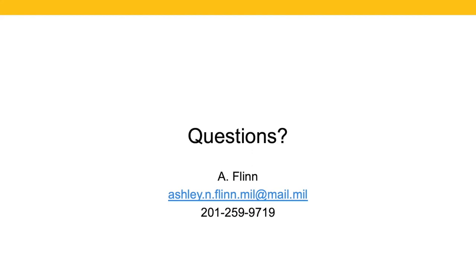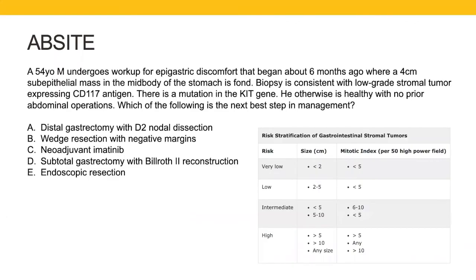So I could truly only find one in terms of ABSITE relevant things. I think the basics of that is GIST is treated with imatinib if there's a higher risk of recurrence. This is the only true question I could find. If the tumor is large, so greater than 5 centimeters, or if the mitotic rate is greater than 5, you should.